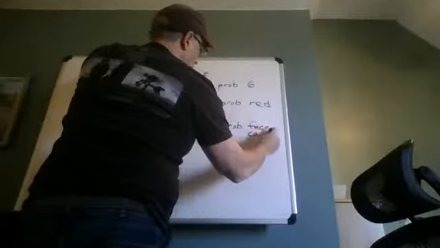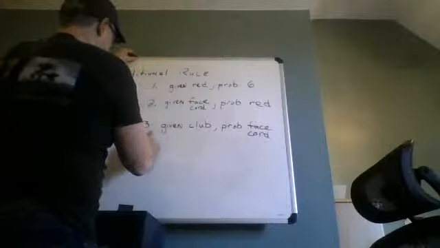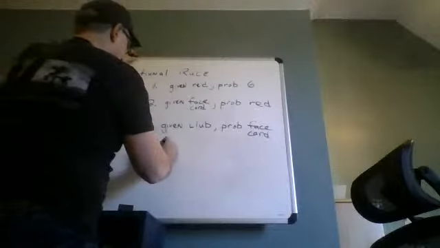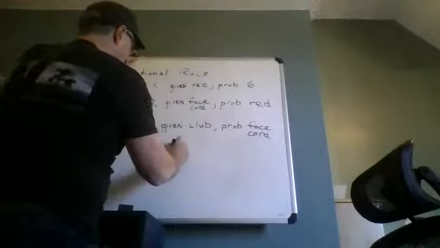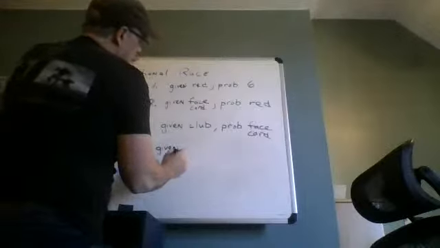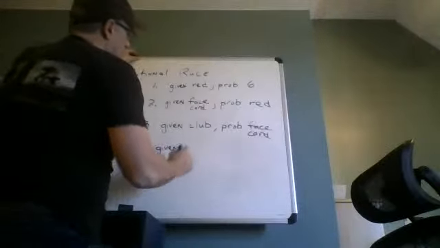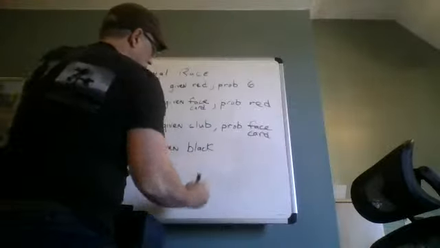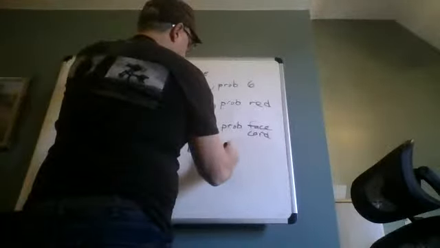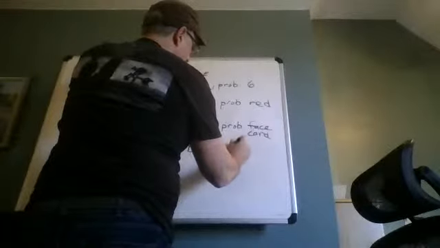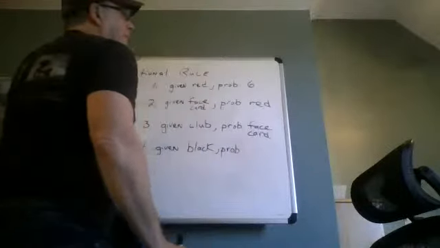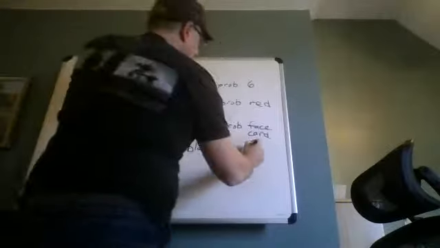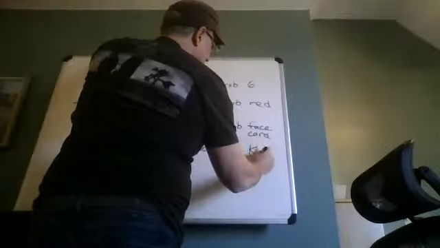And we'll do one more. 4. Given that it is a black card, what is the probability that it is a king?